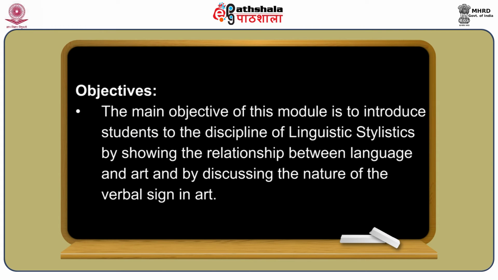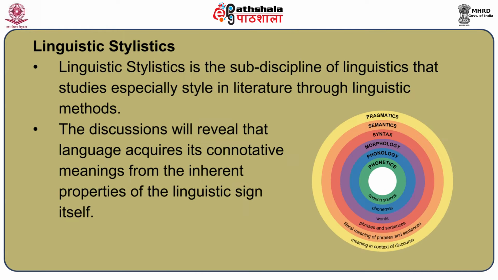The objective of this module is to introduce you to the discipline of linguistic stylistics by showing the relationship between language and art, and by discussing the nature of stylistics. We need to see what is the relationship between language and art. We need to discuss the nature of the verbal sign in art. We know that linguistics is the discipline about the theory of language, wherein it has developed the methods and tools to study language.